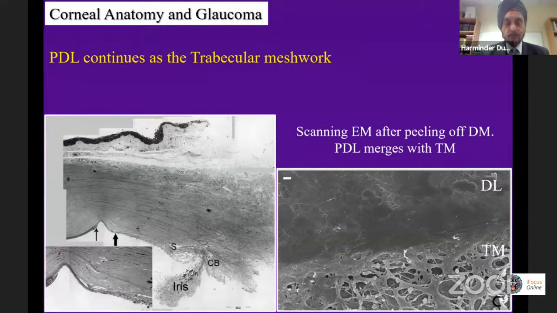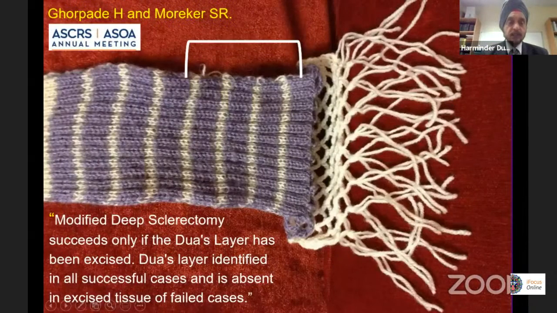And I'm not going to tell you this other than the fact that we know that the trabecular meshwork is a continuation of the pre-Descemet layer, and that's something we will see. But there is more to it. And this, I must acknowledge, is Ghorpade and his colleague Morekar, who showed that in deep sclerectomy, if you excise the pre-Descemet layer and leave only the Descemet membrane behind, then you get a better outcome than if you leave the pre-Descemet layer there. So even for deep sclerectomy in glaucoma, this will be important.